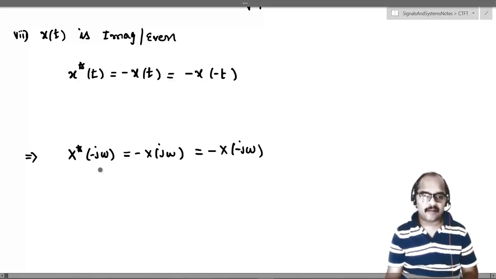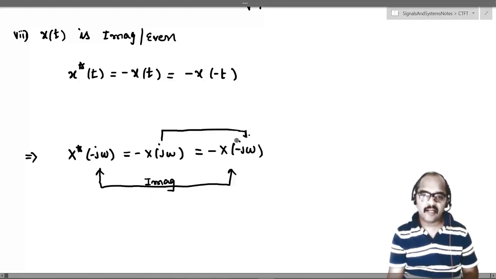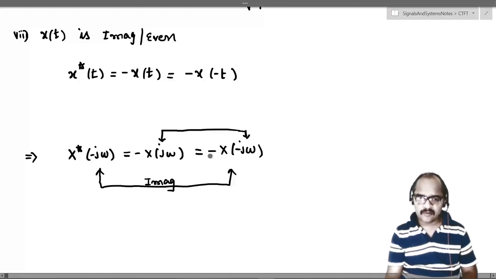If you look at these two terms, what do you observe? You observe that the function's conjugate is the negative of that function, and hence this is imaginary. And what do these two say? Minus is common, so we can cancel. We get x of minus j omega equal to x of j omega. That implies that it should be even.